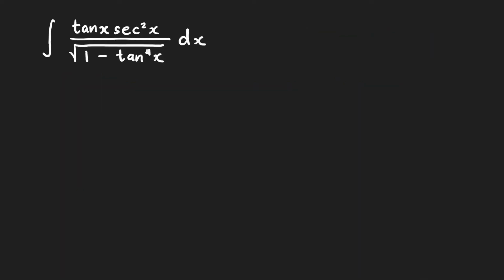Next integral. So let's evaluate the integral of tangent x secant squared x over square root of 1 minus tangent raised to 4 of x dx. If we look at our integrand, it contains a denominator which is in the form square root of 1 minus square of a function. It is a square of tangent squared x. So for this integral, we might use the formula for inverse sine, which is integral of du over square root of 1 minus u squared equal to sine inverse of u plus c.